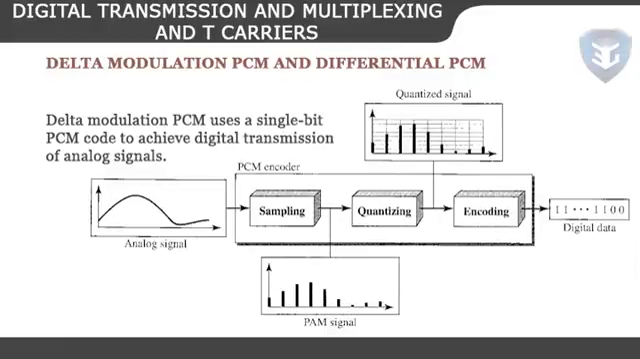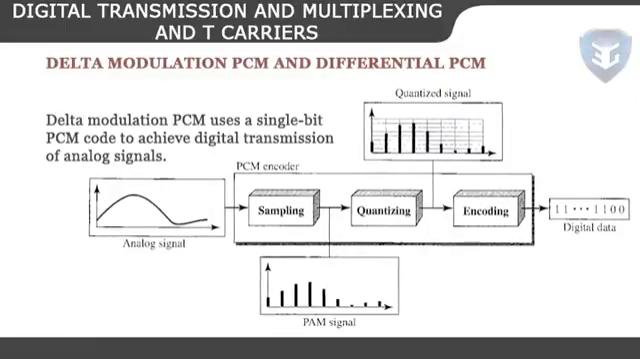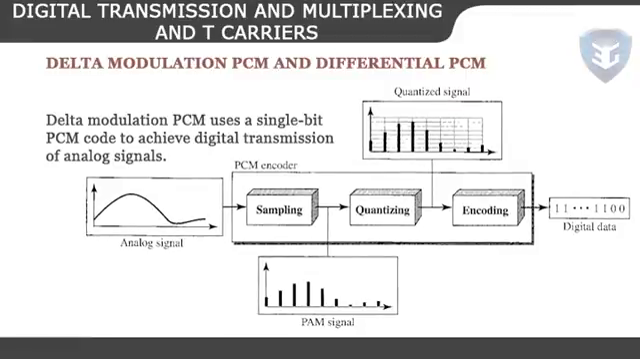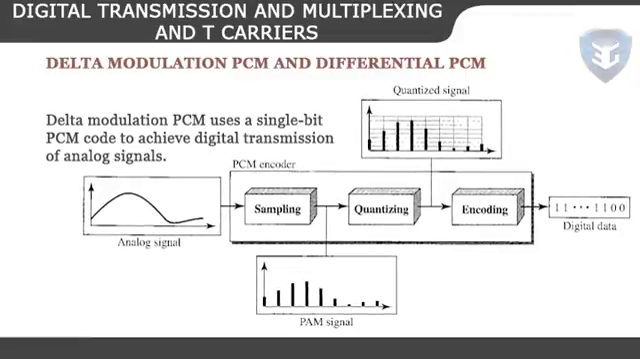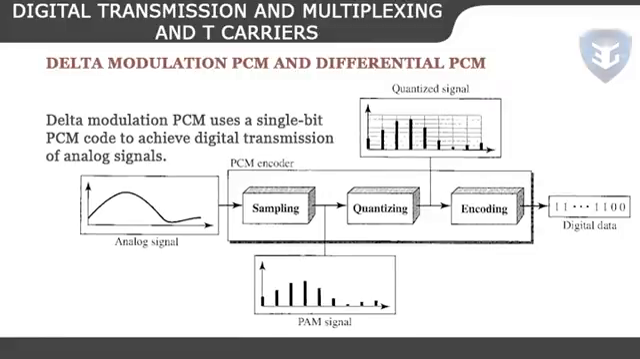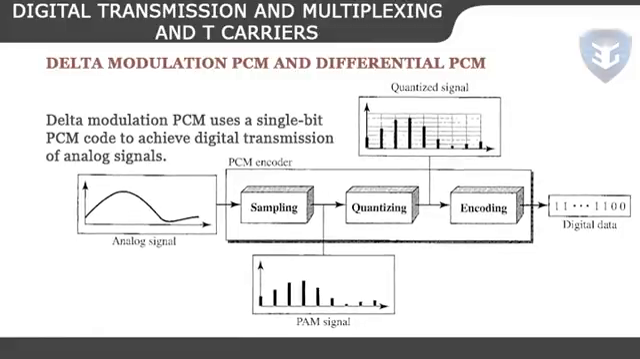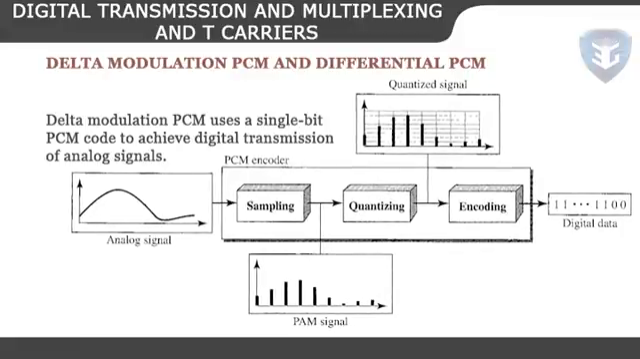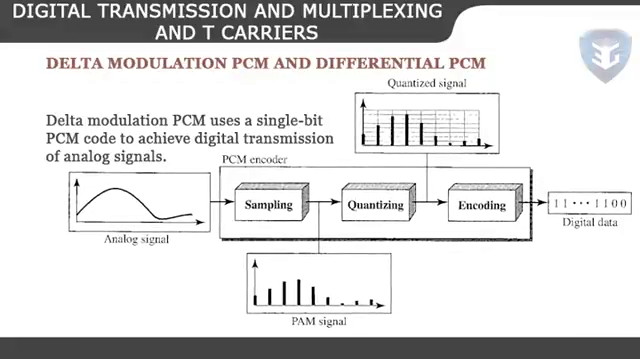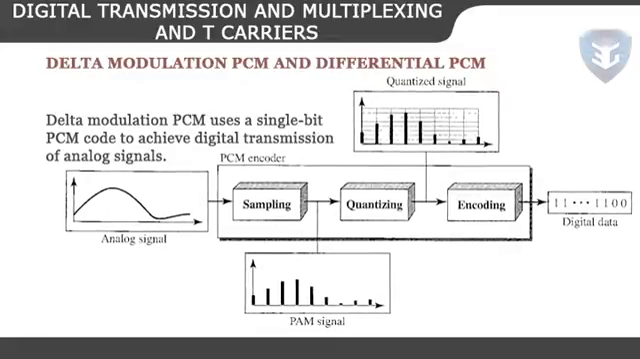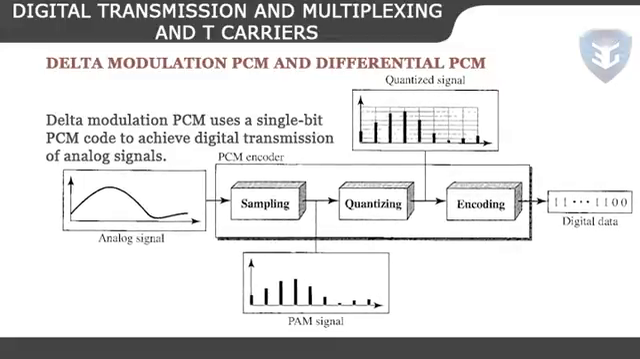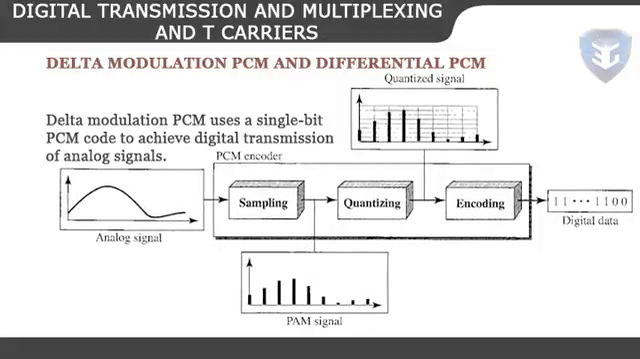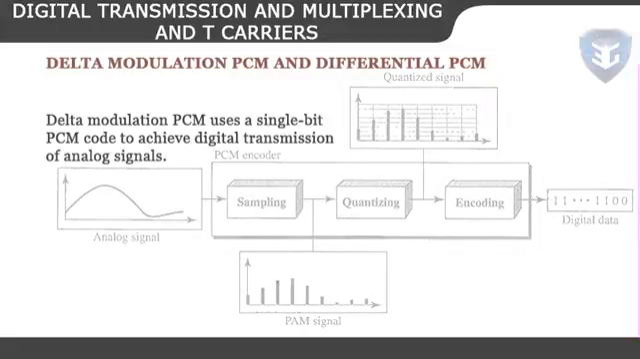Here we will discuss delta modulation PCM and differential PCM. Delta modulation PCM uses a single bit PCM code to achieve digital transmission of analog signals. Here, only a single bit is transmitted, which simply indicates whether the present sample is larger or smaller in magnitude than the previous sample. If the current sample is larger in magnitude than a previous sample, logic 1 is transmitted, and if it's smaller, logic 0 is transmitted.